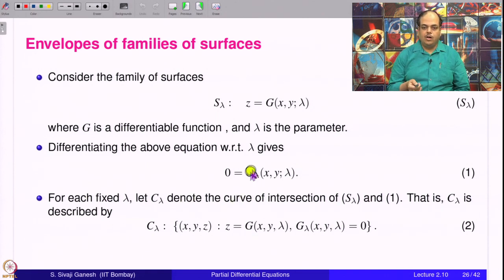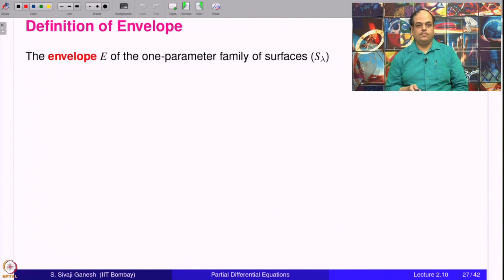It all depends on how the lambda appears. Okay. But what is the envelope? First you look at the family, differentiate, you get some other equation, look at the common points. Fix lambda, look at the common points. Set of all x, y, z such that this 3 tuple is there here as well as here. That is what we have written, the 2 equations. The envelope of the one parameter family of surfaces is defined as the union of c lambdas.